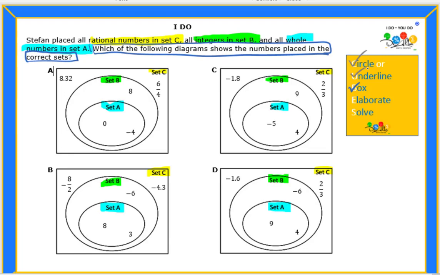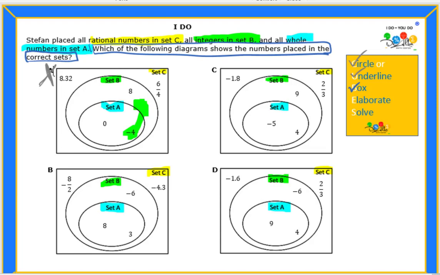We have set A, which is our whole numbers. 0 is a whole number. And then we have a -4. Do you remember what a negative number would be? That's correct. It would be an integer. So if it's an integer, then it should belong in set B. So it is in the wrong place. It belongs here. So letter A is wrong.